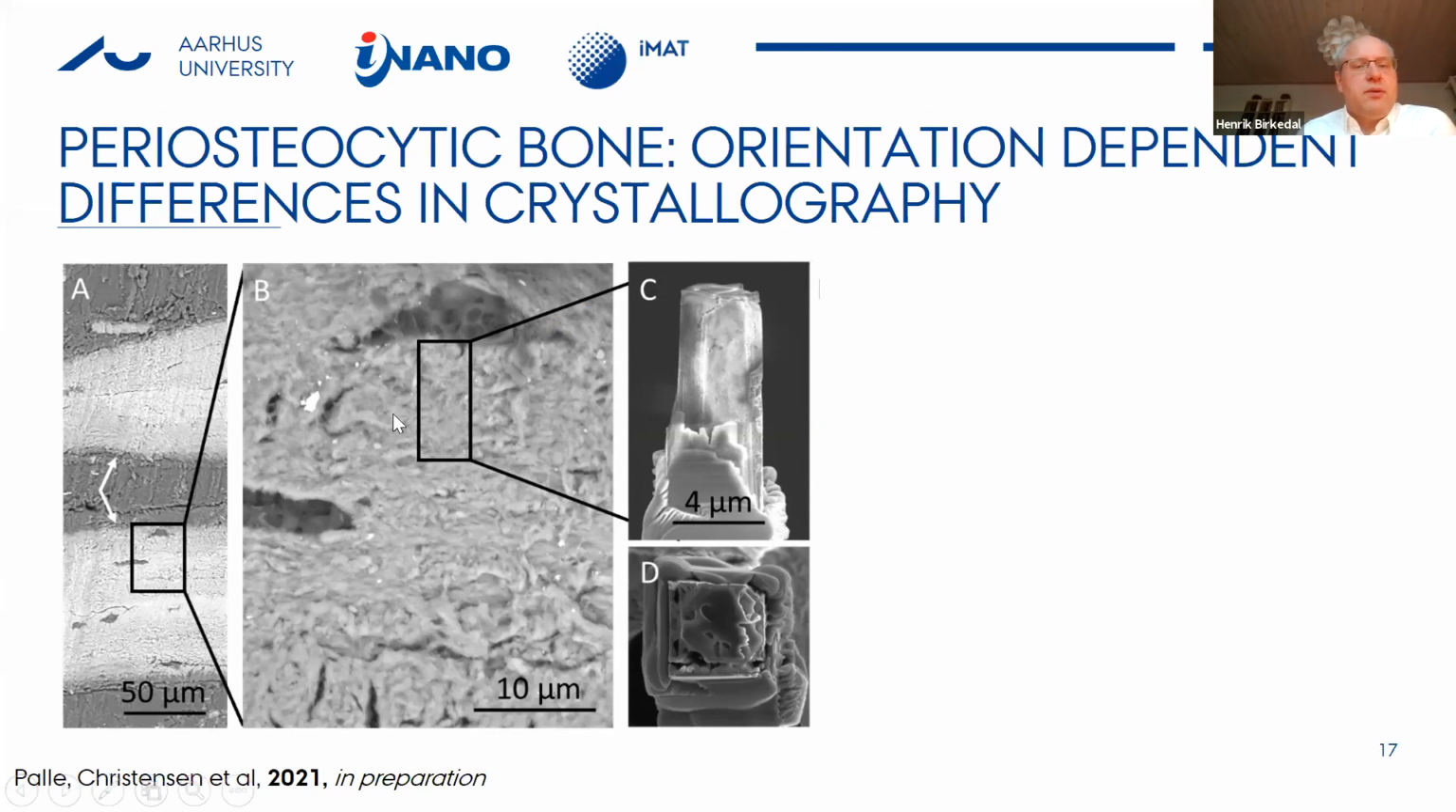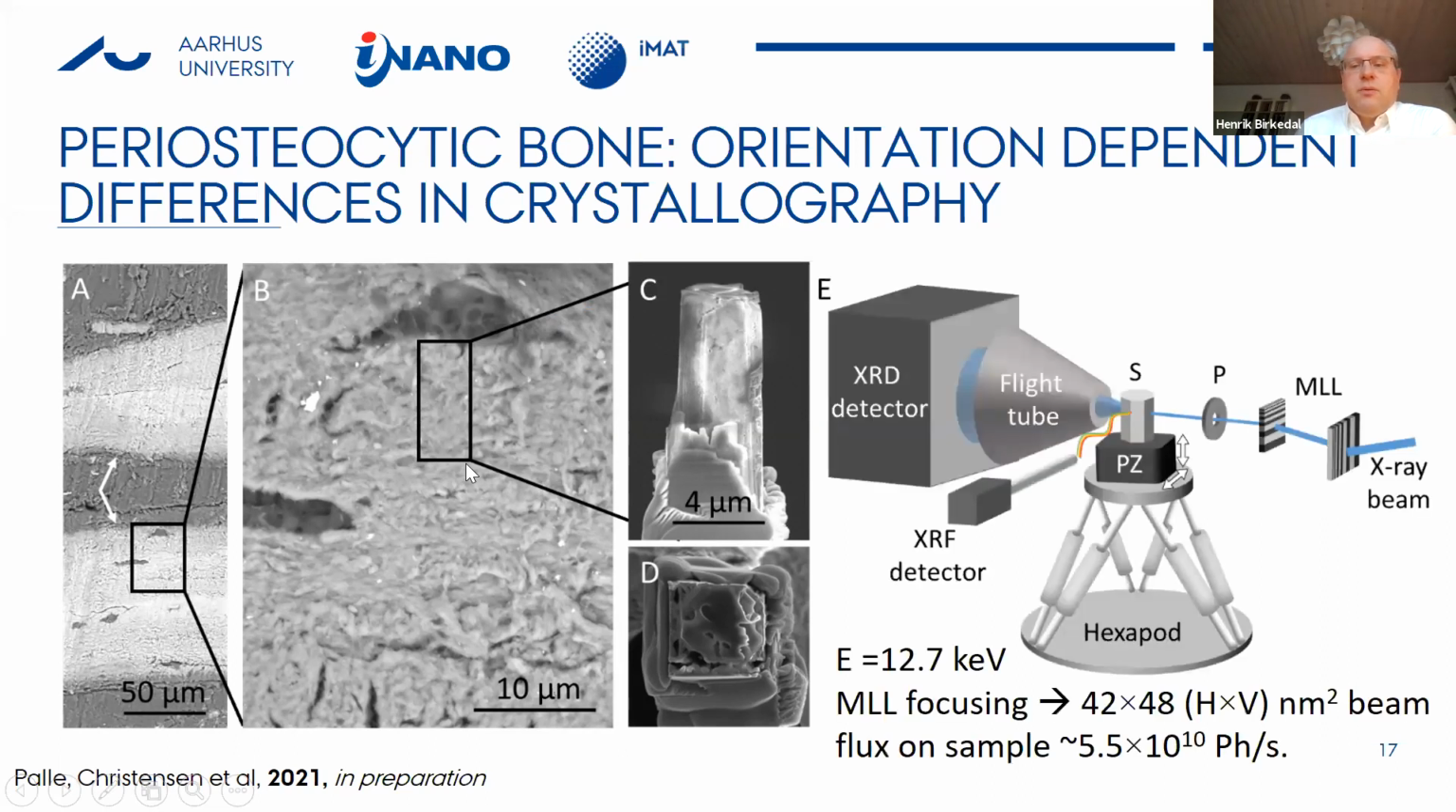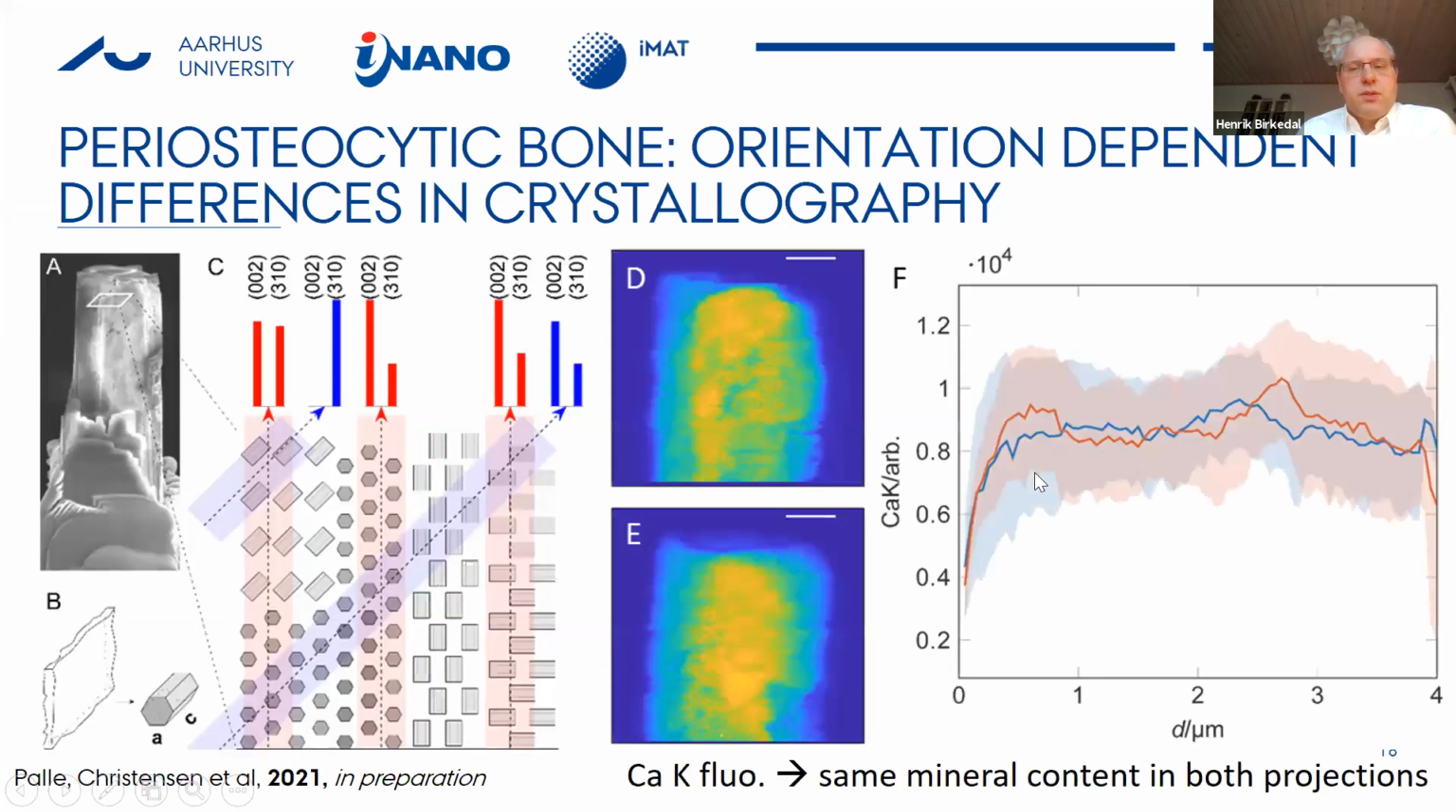So we've carved out, as you can see here, a newly formed osteocyte sitting right here. And so we prepared a bone specimen just close to the osteocyte. And we've looked at it in two orientations, one this way, and then at 45 degrees. I will just skip the left part here and focus only on the right part that shows you that the calcium content is basically the same in these two orientations.